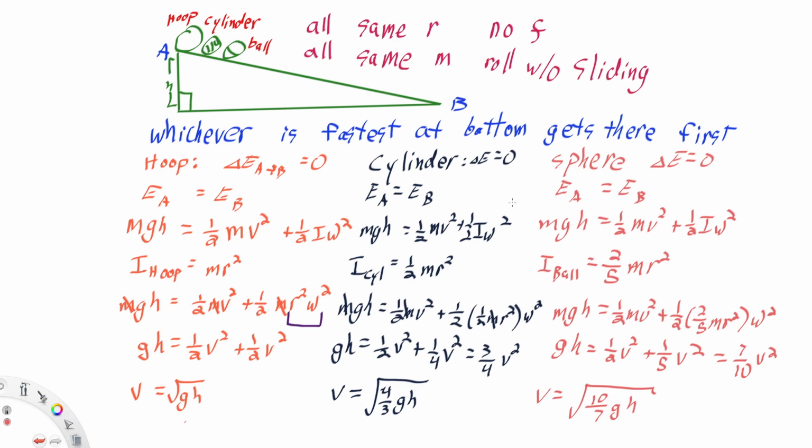So in this case, Yusuf, it actually doesn't matter how massive the objects were, right? Because the mass canceled out. So even though at the beginning I said all objects have the same mass, that ended up not mattering. So you could have a really heavy object and a really light object. As long as they had the same shape, they would roll down the hill at the same rate.